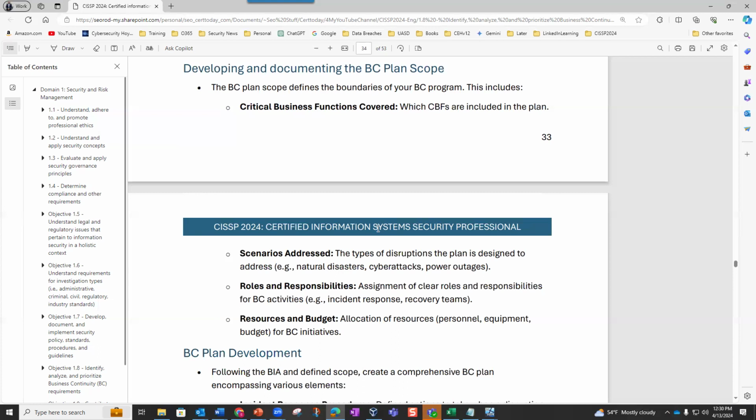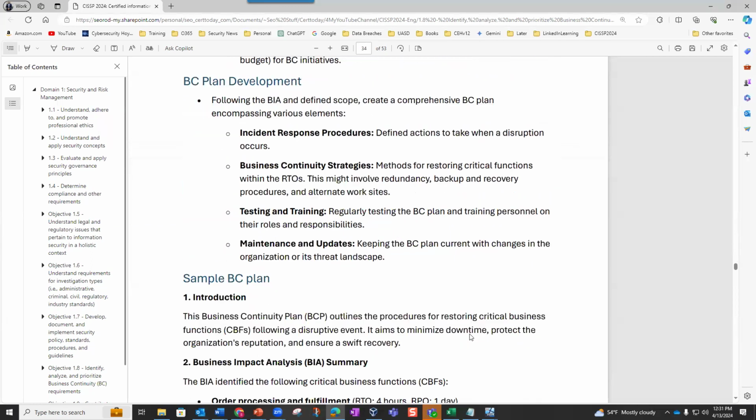3, roles and responsibilities, assignment of clear roles and responsibilities for the BC activities. That is, incident response, recovery teams, human resources, etc. 4, resources and budget, allocation of resources like personnel, equipment, budget, right, for the BC initiatives.